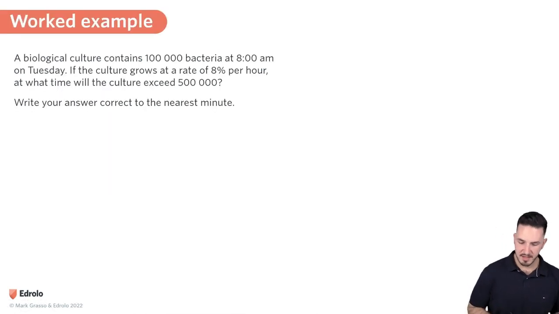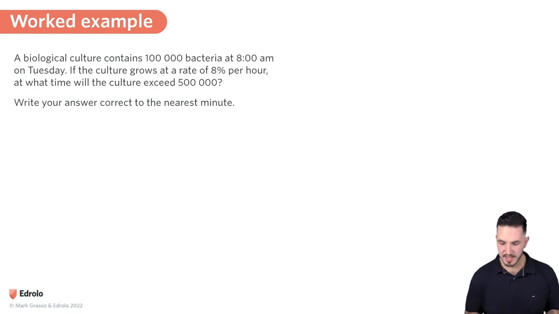Looking at a worked example, we have a biological culture that contains 100,000 bacteria at 8 a.m. on Tuesday. If the culture continues to grow at a rate of 8% per hour, at what time will the culture exceed 500,000? Write your answer correct to the nearest minute.